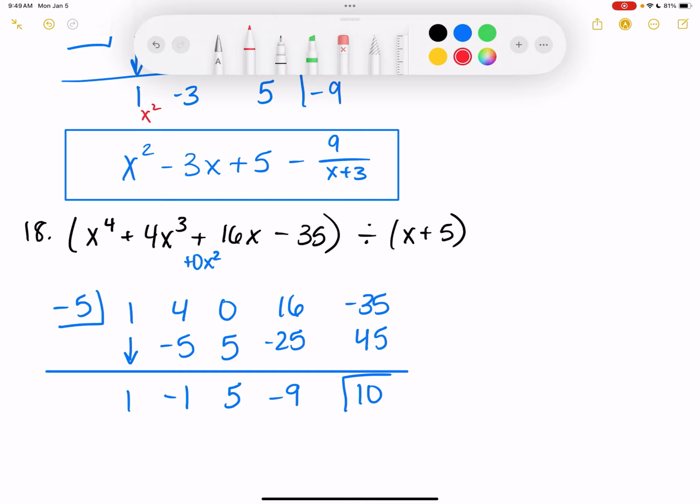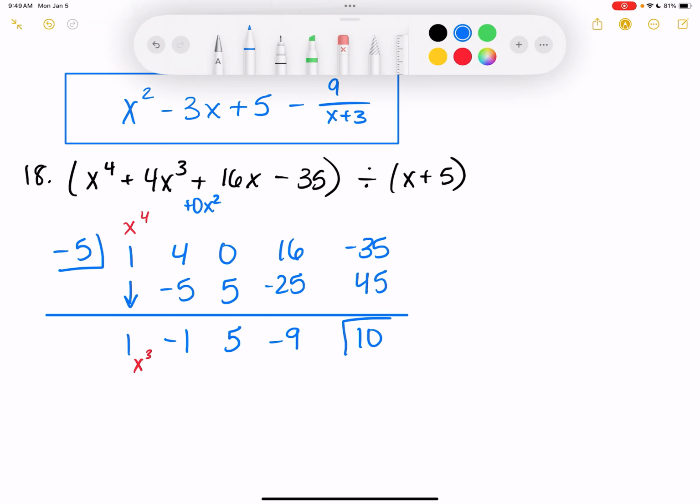My first term was x to the 4th, so once I've divided, it's now going to be x cubed. So that means my answer is x cubed minus x squared plus 5x minus 9, and then plus 10 over x plus 5.